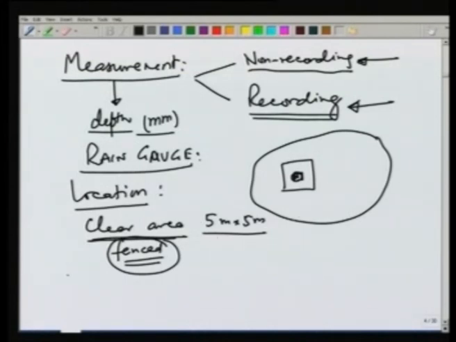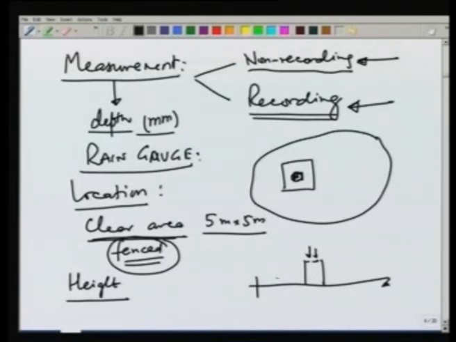Then the height, if this is the ground level, the rain gauge may be installed at some height. So, the water falls here, the rain falls here, or we can have a lower height.